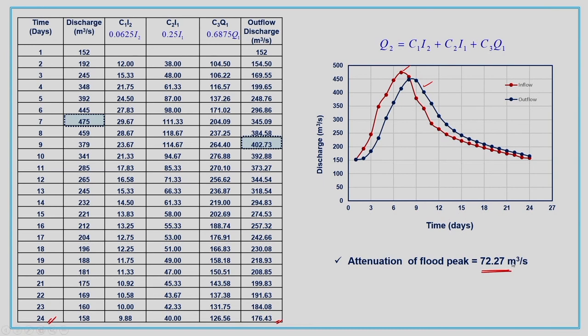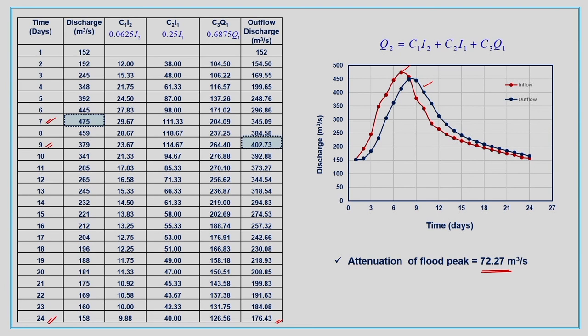Now, how much is the lag between these peaks? Inflow hydrograph is having certain peak. That peak discharge has occurred on a particular day. After how many days or after how much time the outflow hydrograph peak is occurring, that is represented by the lag in the peak. So, here you can see 7th day we are having the inflow hydrograph peak and 9th day we are having the outflow hydrograph peak. So, the lag is approximately 2 days.